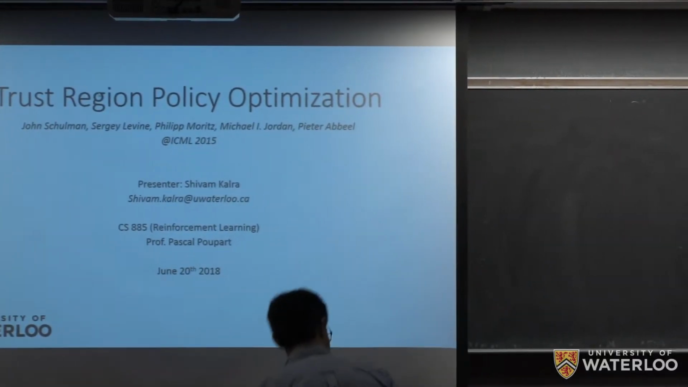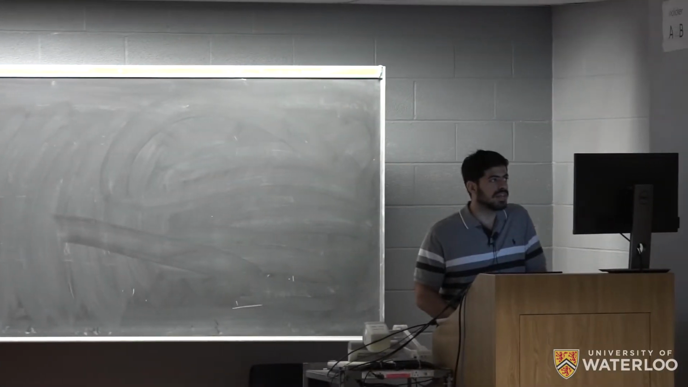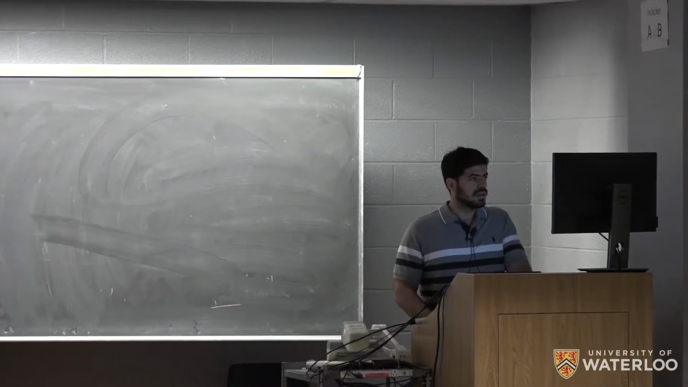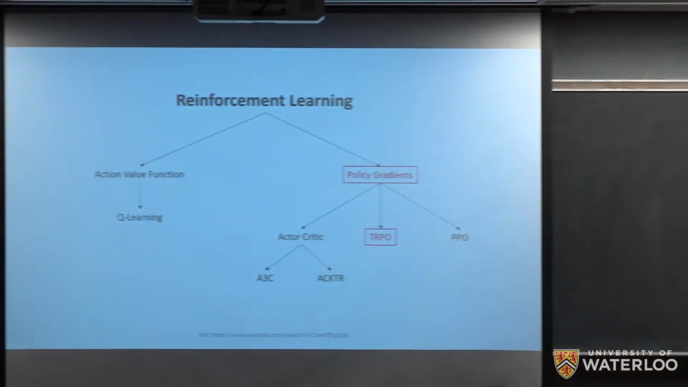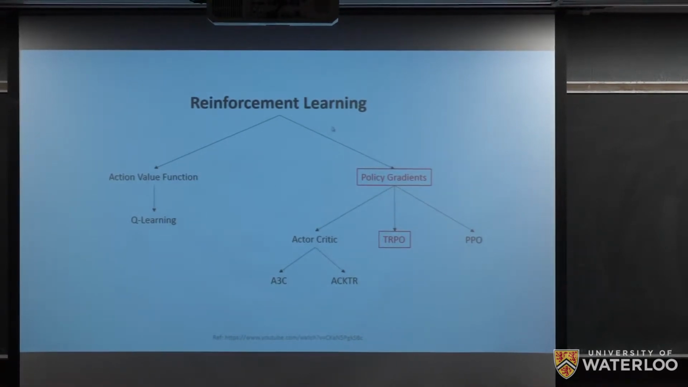So today's topic is trust region policy optimization. It was a paper that was presented in ICML 2015 by John Schulman and other people. Before we start discussing what trust region policy updates are, let's look into the hierarchy of reinforcement learning algorithms.